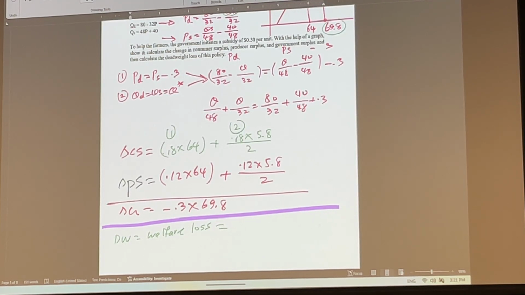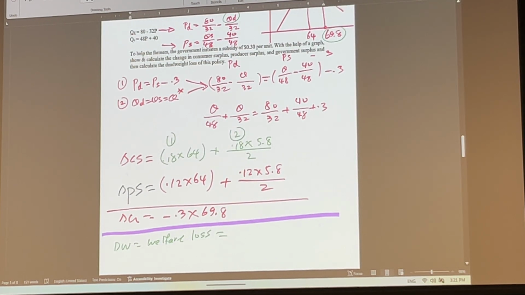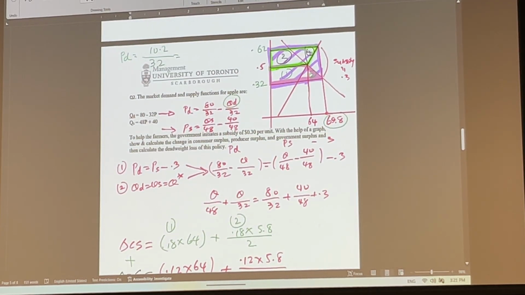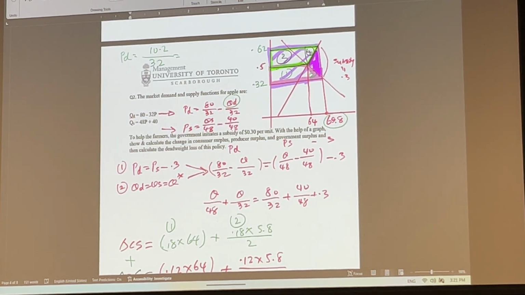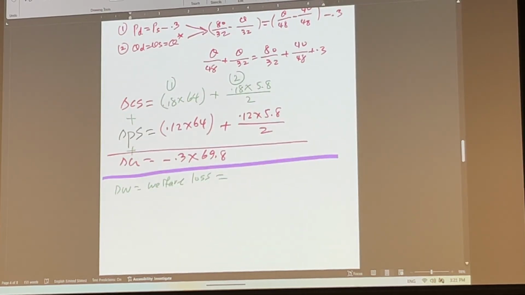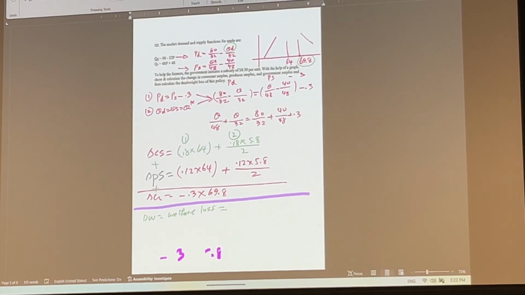Right? What do you get? Take these 3 and add them up. I will tell you what you should get. You should get this area, which is 30 cents multiplied by 5.8 divided by 2. See if you get it. If you don't, then we have an issue. You should get that area that I graphed up there.